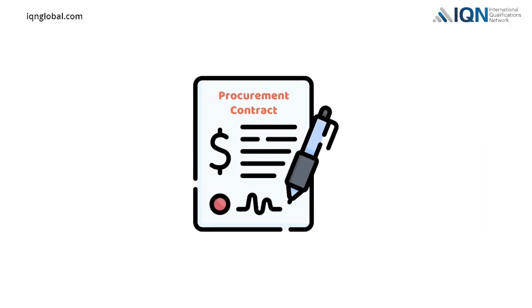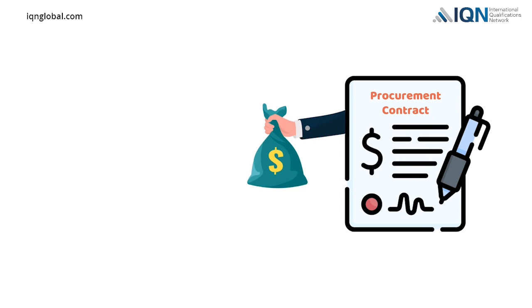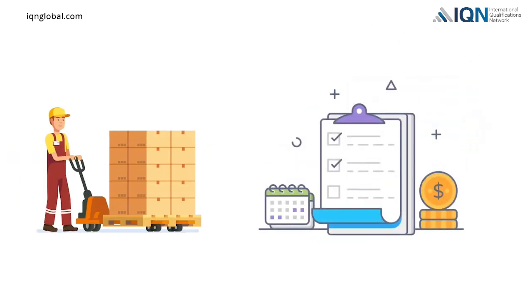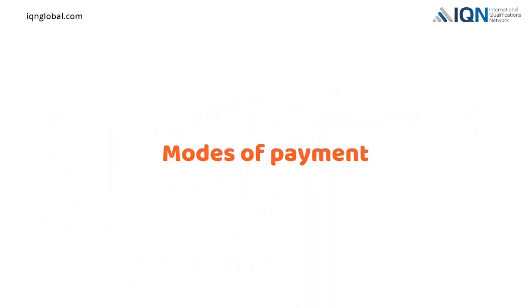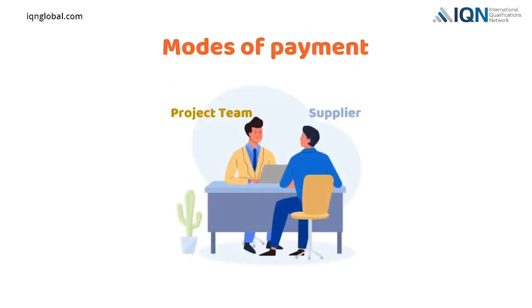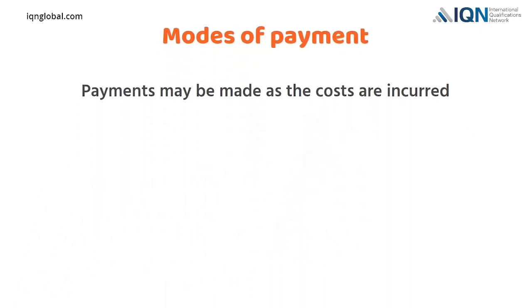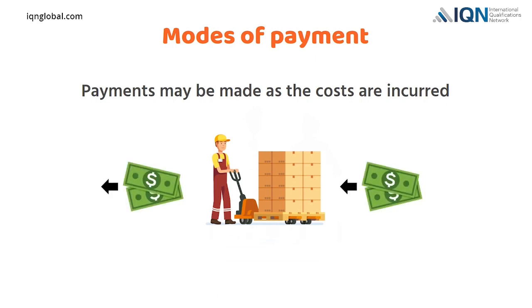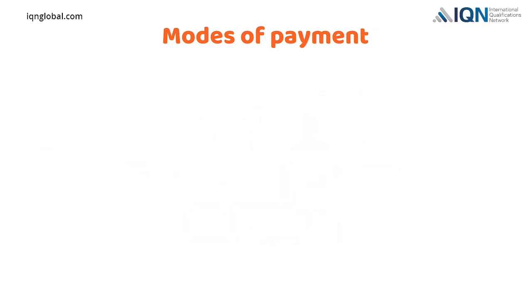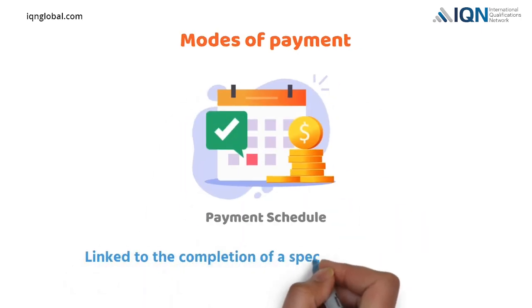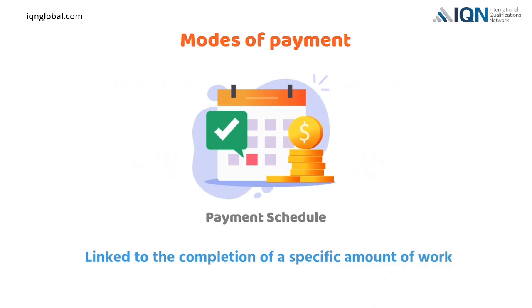Each procurement contract will state when payments are to be made to the supplier. The project team needs to be well aware of the payment mode so that they can plan to make the payments accordingly. Different modes of payment can be agreed upon between the project team and the supplier. For example, payments may be made as the costs are incurred. Here, suppliers get paid as they incur costs. Payments can also be made according to a payment schedule. A payment schedule is typically linked to the completion of a specific amount of work.